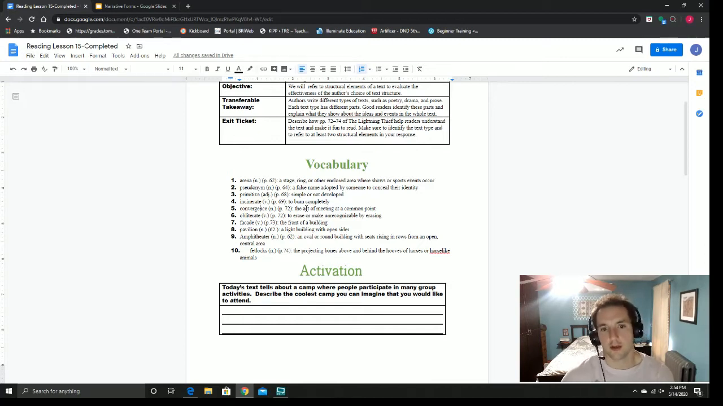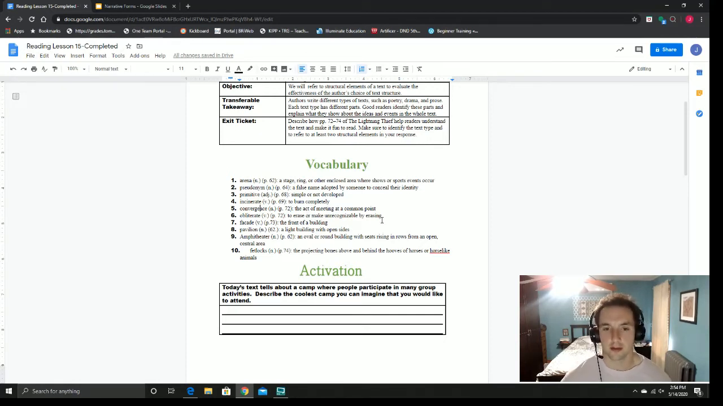You can visualize this if there's two people walking down the sidewalk, one's coming from one side, one's coming from another, and they meet in the middle. That is a convergence. They have come together. Number 6, the word is obliterate, which means to erase or make unrecognizable by erasing.